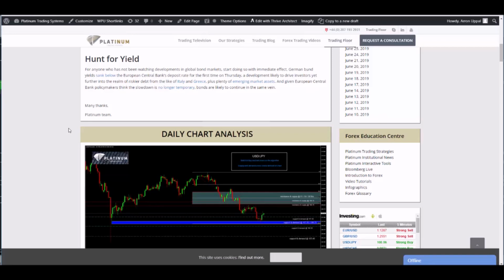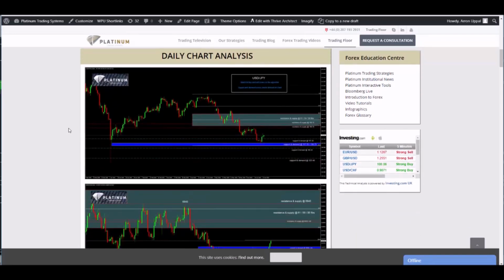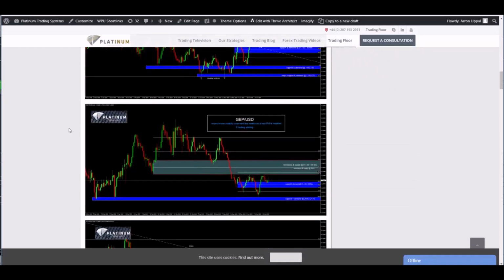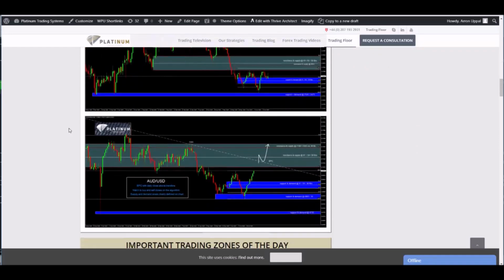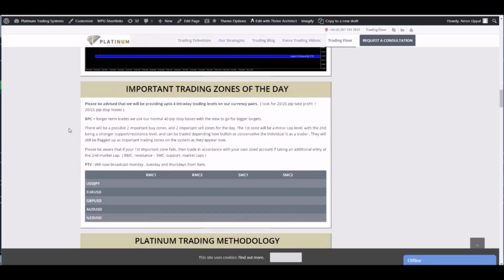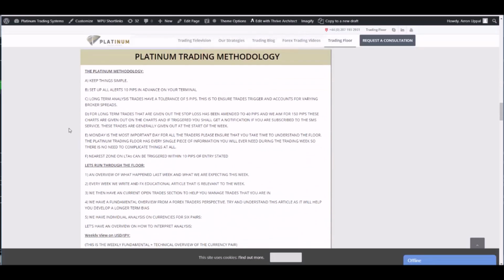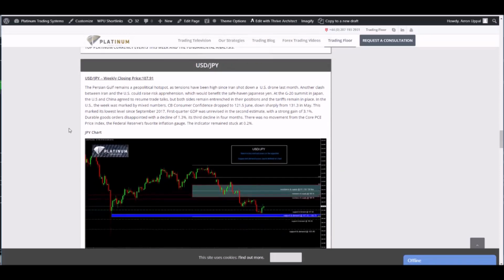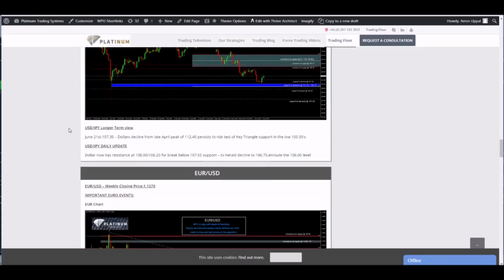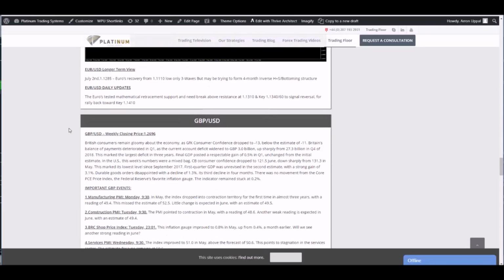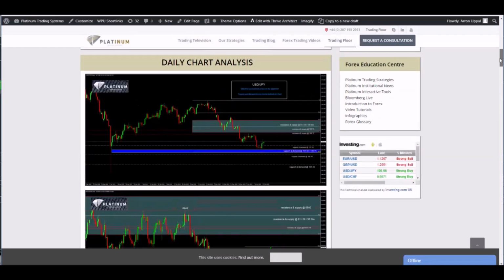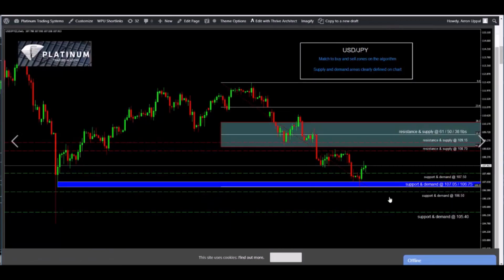Then we have our daily chart analysis, and this is what I'm going to show you in just a moment. Our daily chart analysis is where we provide some of our longer term swing trades, as well as some shorter term opportunities. We then have our methodology below, and then each individual currency pair with different technical views and fundamental views. So the pair was the dollar yen. Let's have a look at the dollar yen.